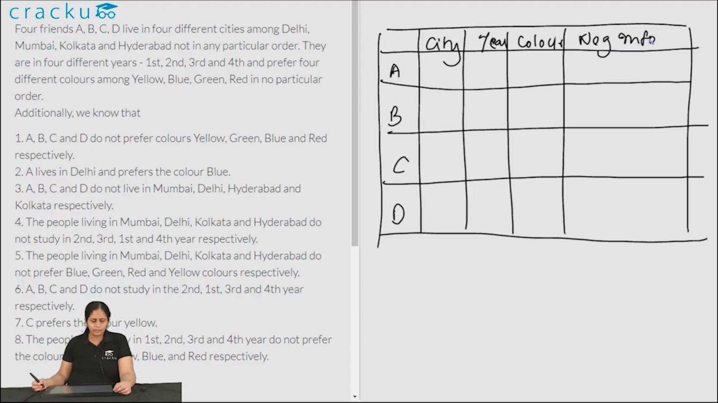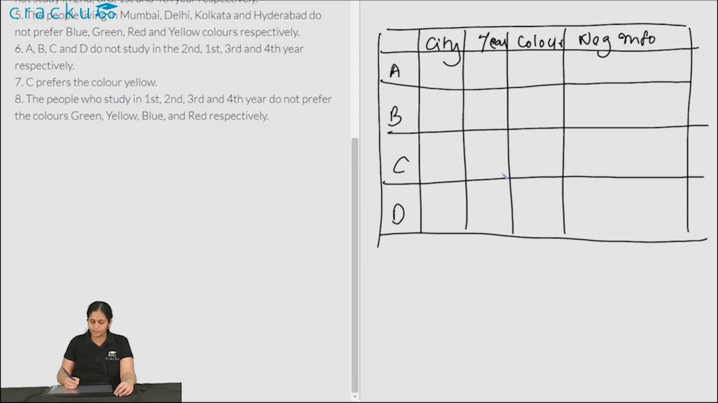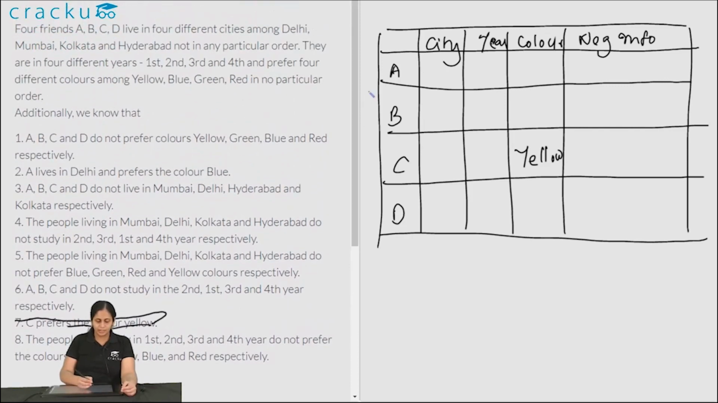Okay, so let me start putting in the information that is there. I'll first put in information where I have absolutes. Like C prefers the yellow color, so this is yellow, and every time I use up a clue I'll just delete it so that I know for sure that I've used up the clue. So then it is not there in this list. A lives in Delhi and prefers the color blue.